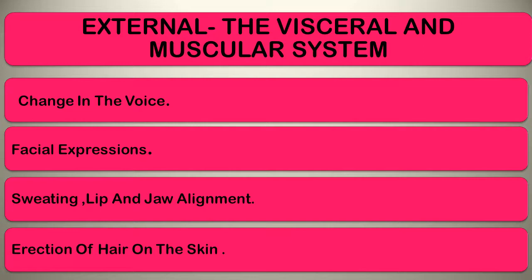You will see changes in the lips and the jaw alignment, redness and dilated pupils. You will experience goosebumps on the skin and the skin temperature changes. So these are certain external organ changes during physiological arousal.